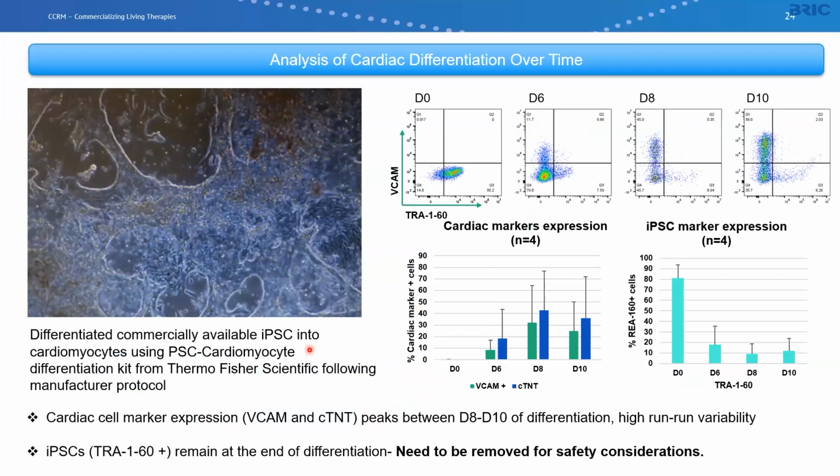As we looked into the differentiation of iPSCs into cardiac cells, we could see from day 0 to day 10 that the expression of VCAM was increasing and the expression of iPSC marker was decreasing. The relevant dot plots with VCAM on the vertical and TRA160 on the horizontal are shown on the top. Because the VCAM expression and the TRA160 expression stabilized between day 8 and 10, we decided that would be the good time for sorting, and especially the TRA160 positive iPSC non-differentiated cells need to be removed for safety considerations, and this is the whole objective of this sorting.